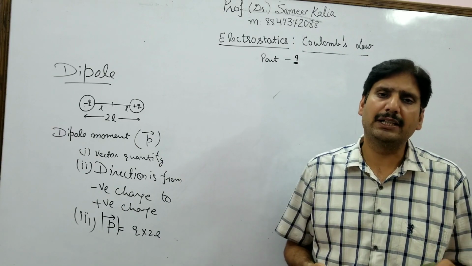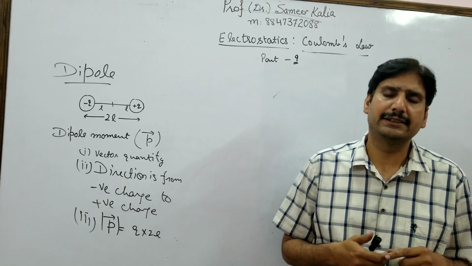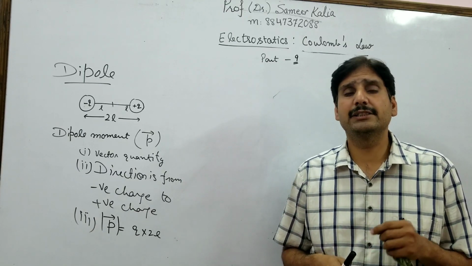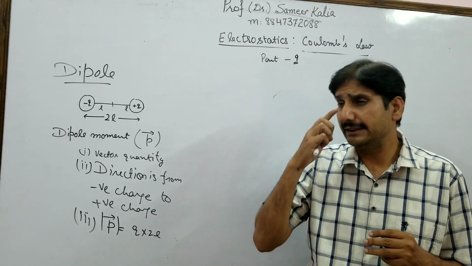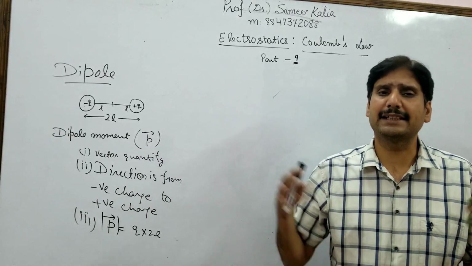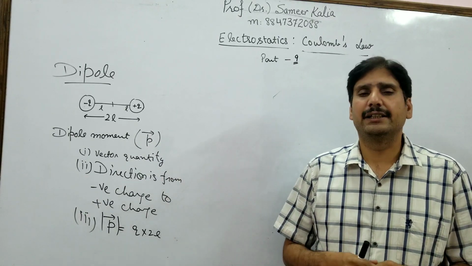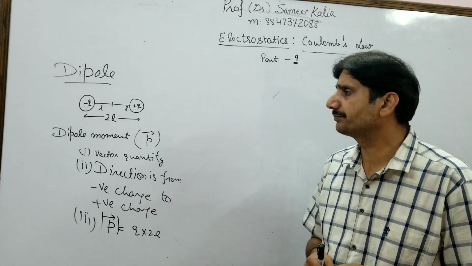This will be followed by the expression for potential energy and torque on a dipole when it is placed in an external uniform electric field. So this will lead to the understanding of stable and unstable equilibrium. This is a really important topic. I hope you will concentrate on it.